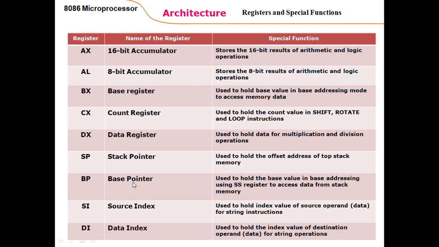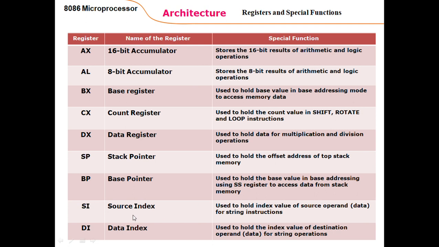Sometimes a segment register provides the starting address of that segment, and there is an addressing mode called base addressing mode. So to read a particular place starting from the offset address, a base address is to be provided, and this base address is normally provided using the base pointer register.